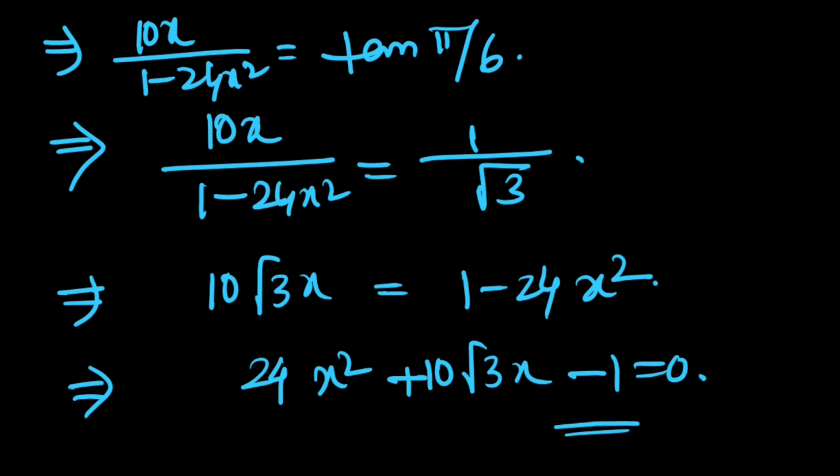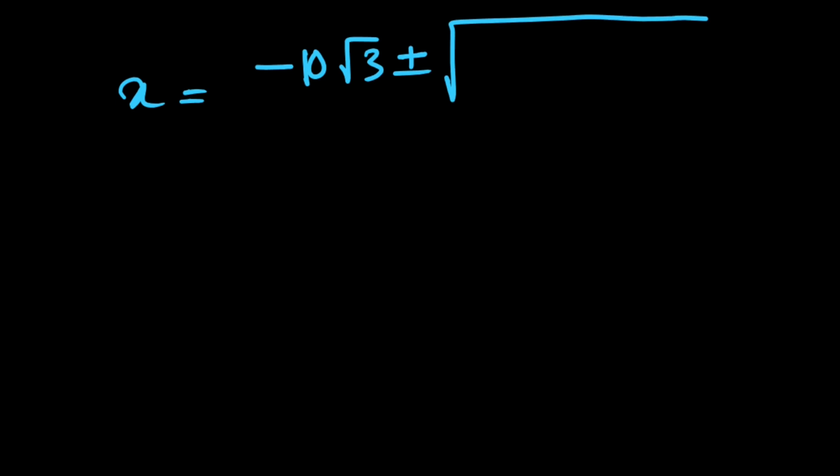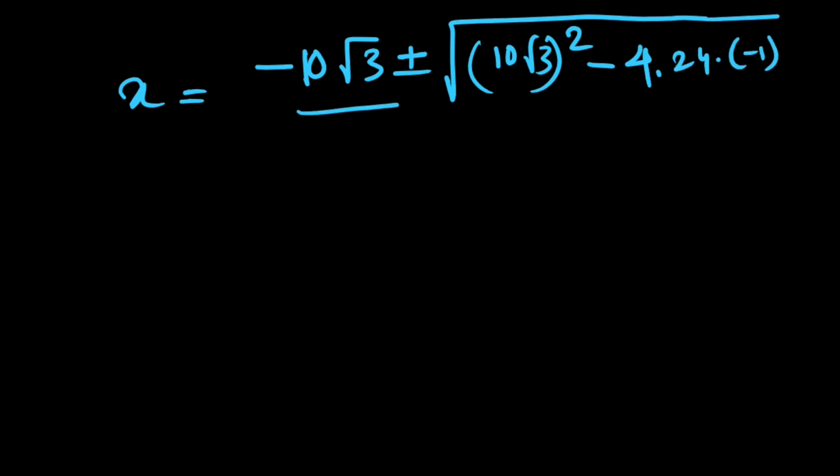Now we find the value of x. x is equal to minus b plus minus square root of b square minus 4ac, over 2a. Here b is 10 root 3, so that is minus 10 root 3 plus minus square root of (10 root 3) square minus 4 times a, where a is 24 and c is minus 1, over 2a, where a is 24.